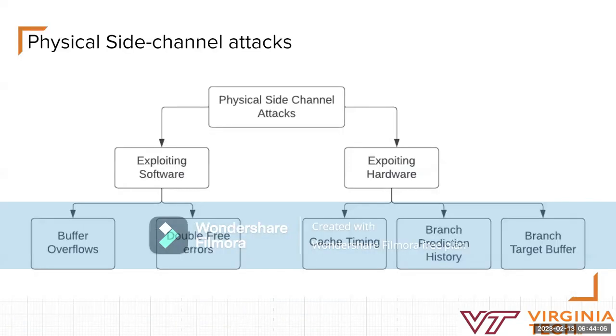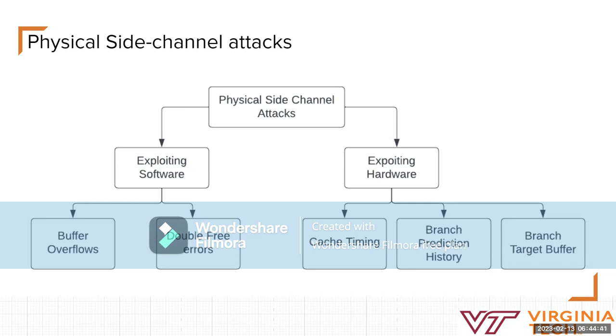So, discussing physical side channel attacks. The paper states that physical side channel attacks can be done by exploiting software or exploiting hardware. If we look at software, we have attacks like buffer overflows or double free errors. Pertaining to hardware, we have attacks like cache timing attacks and attacks which involve training the branch prediction table, or which exploit the branch prediction history or the branch target buffer of the target system. So these are the two ways in which physical side channel attacks can be implemented.